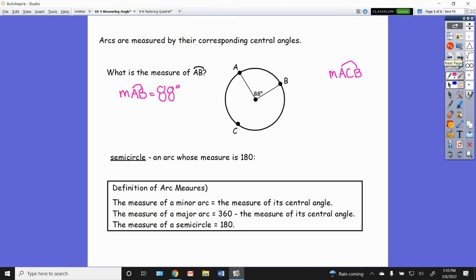So, everybody good with arc measures and how to find them? Is it still a major arc if it's three letters before a semicircle? That's still a major arc. A semicircle is exactly 180 and a major arc is over 180.